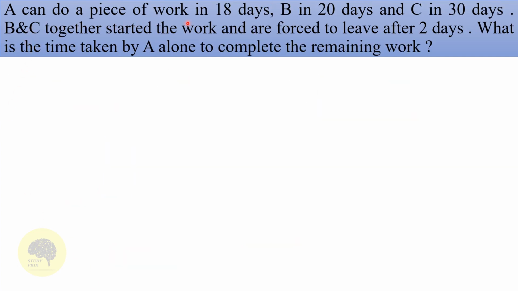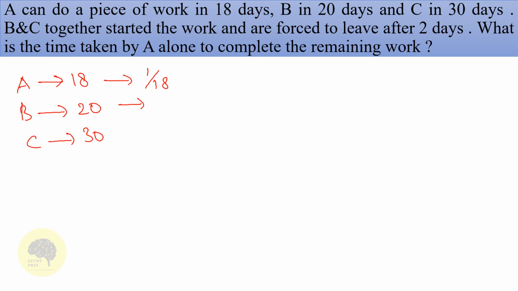A can do a piece of work in 18 days, B in 20 days, C in 30 days. B and C together started the work and are forced to leave after 2 days. What is the time taken by A alone to complete the remaining work? First list out the data from the question. A can complete the work in 18 days and B can complete the work in 20 days and C can complete the work in 30 days. From this we can find the work done by A in 1 day, which is nothing but 1 by 18. Work done by B in 1 day, 1 by 20. Work done by C in 1 day, 1 by 30.